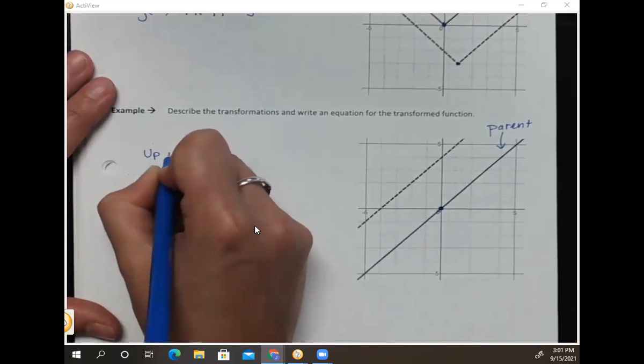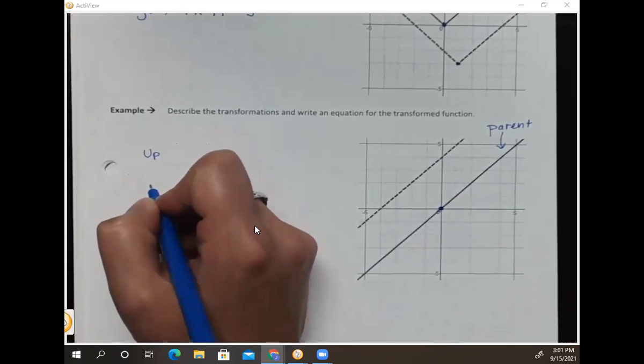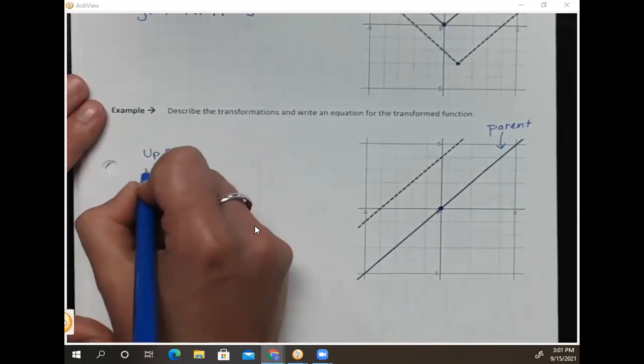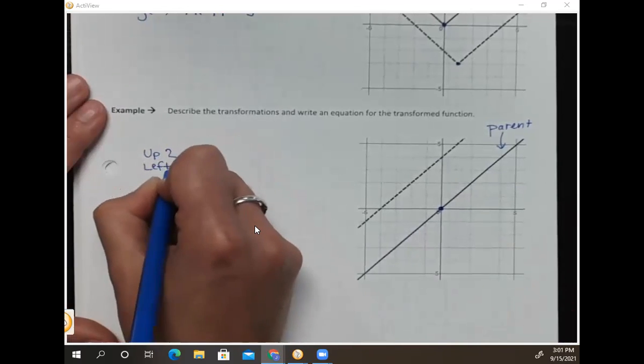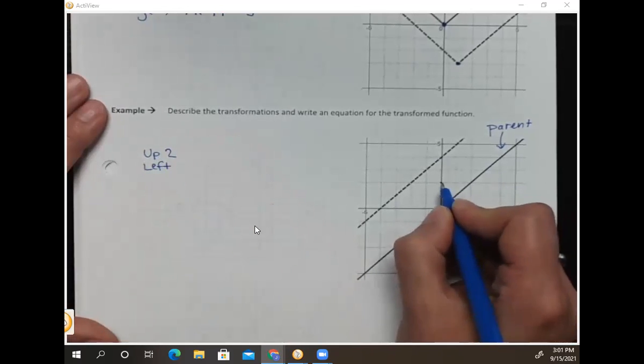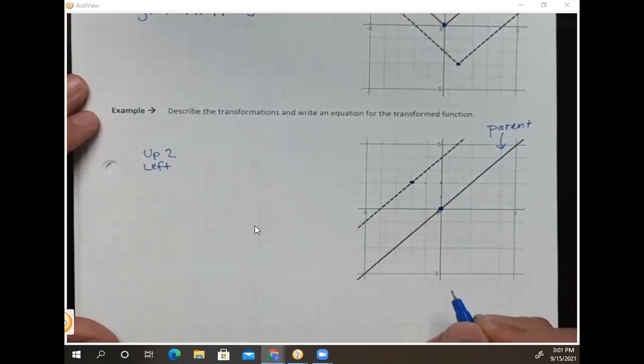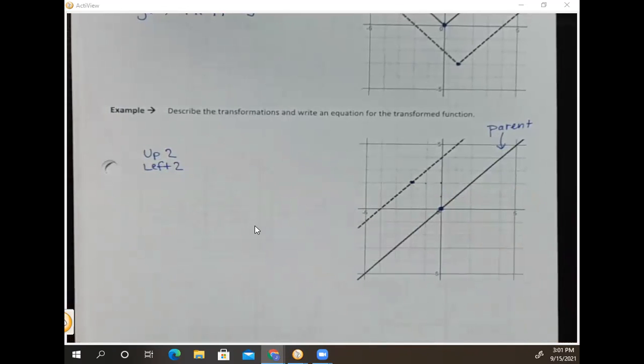Up. What do you say? I'm sorry. Up 2. I like up 2, and I like left. Left. So if we go up 2, we would go left 2. Okay, up 2, left 2. I like that. Anybody else think of a different way we could get there?